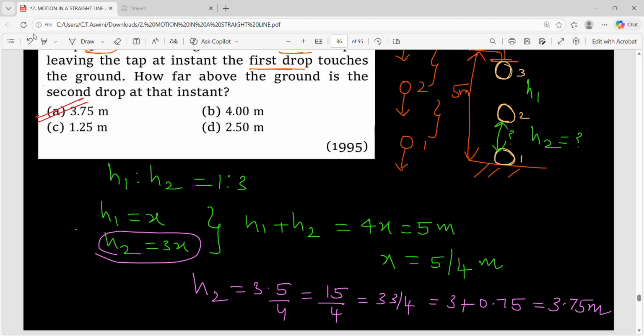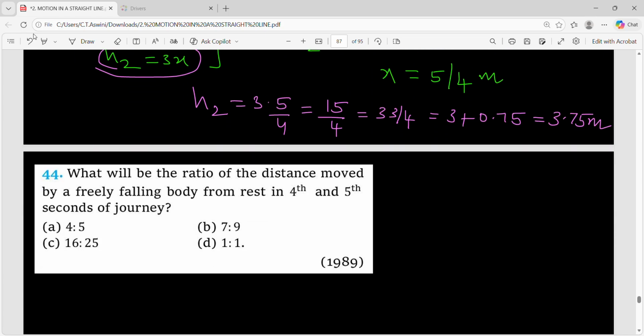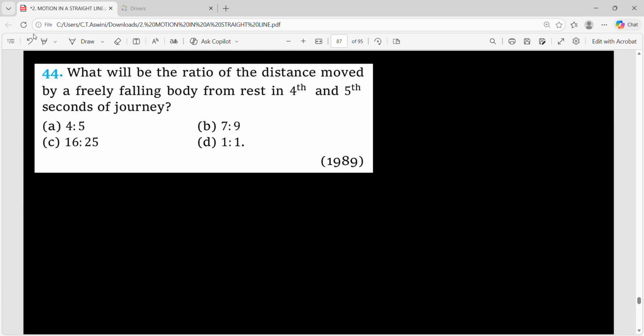Clear? Fine. What will be the ratio of distance traveled of a freely falling body? Freely falling body means initial velocity is 0, and it was mentioned again from rest. That means initial velocity 0 in 4th and 5th seconds of the journey. They are asking S4 upon S5.